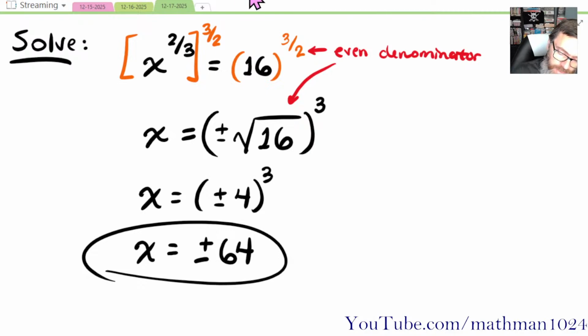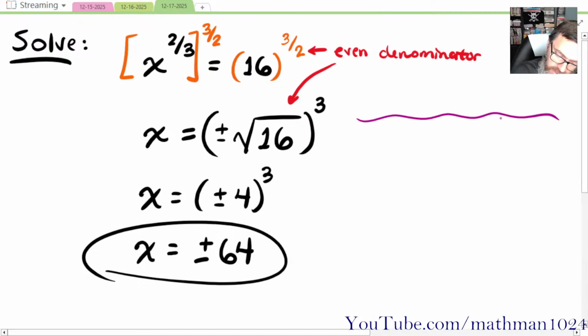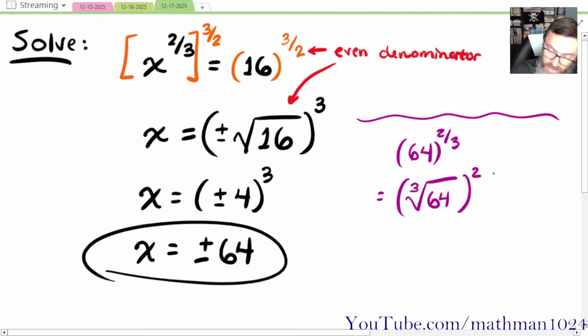You know what? Let's do it for both of them. If I do 64 to the 2/3, just by plugging it in, right? Let's check this. This denominator of 3 for the power tells me a cube root of 64, and then I would square that. The cube root of 64 is 4, and 4 squared is 16. So clearly 64 checks out.